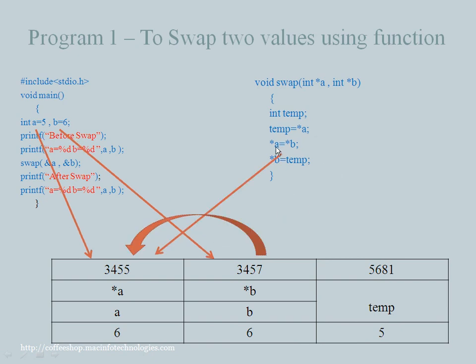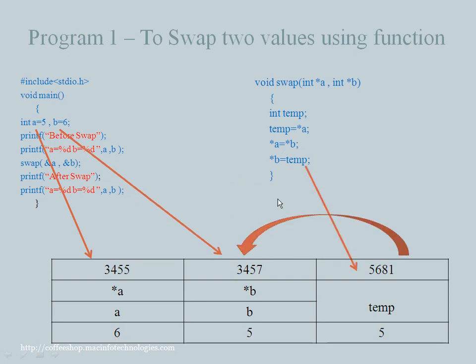In the next statement, *a = *b. *b is pointing to 3457, and the value inside that location is 6, and 6 will be copied to *a. *a is pointing to 3455, so the value of a now becomes 6. Next step, *b = temp. Now temp is a normal integer variable. It contains 5. From temp, it goes to *b, that is, it will be saved in 3457, which is nothing but the b of the main function.